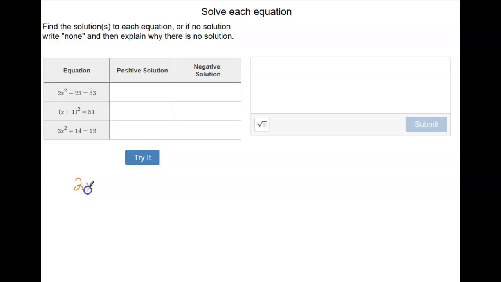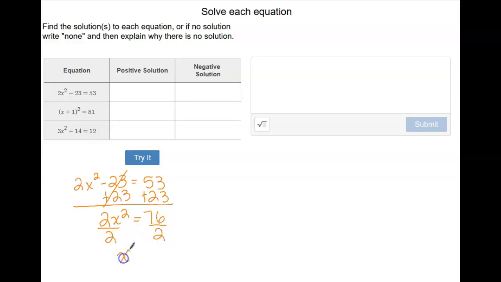So if we have 2x squared minus 23 is equal to 53, the first thing that we want to do is add 23 to both sides because we want to isolate the 2x squared. So these add to 0, so we have 2x squared is equal to 76. And then we want to divide both sides by 2, and so we get x squared is equal to 38.